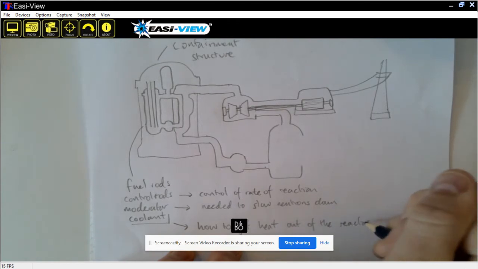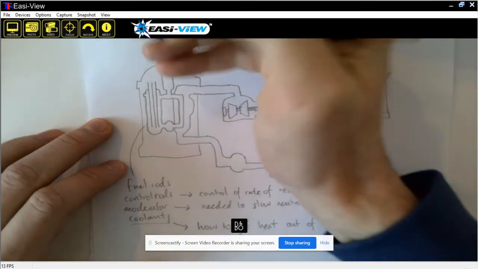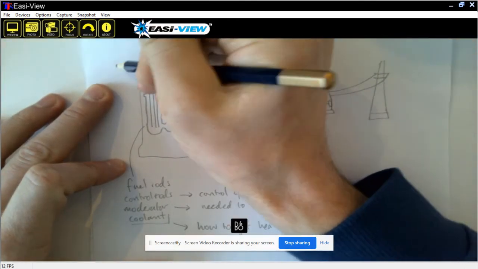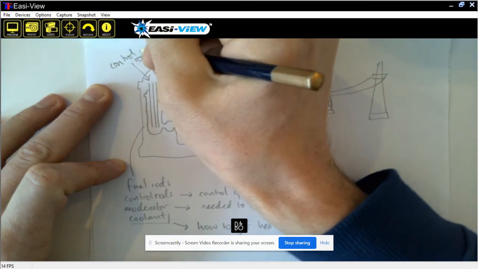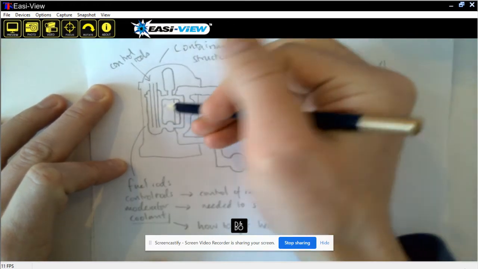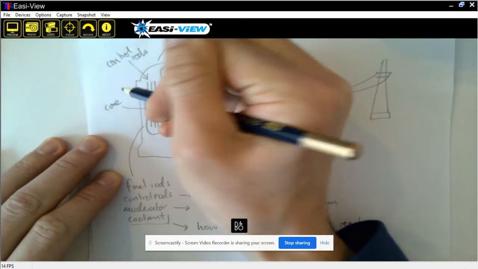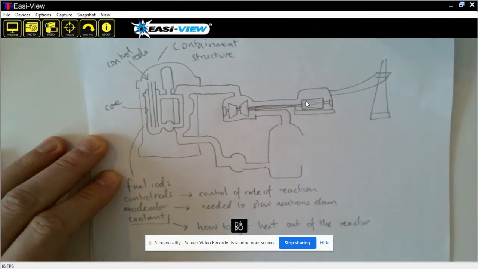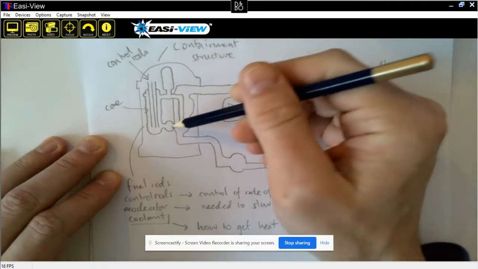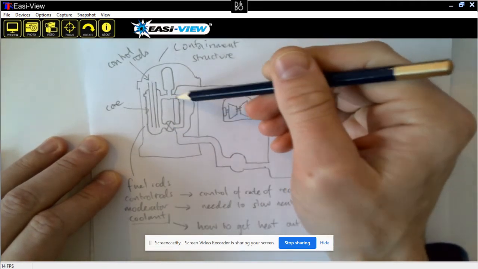So we need to get the heat out of the reactor. In this area, we've got the control rods at the top, and then in here we've got the core, and that's getting very, very hot. So what you would have is a pressurized water system going around. This thing is just a pump. That's a pressurizer, just to keep the pressure up.